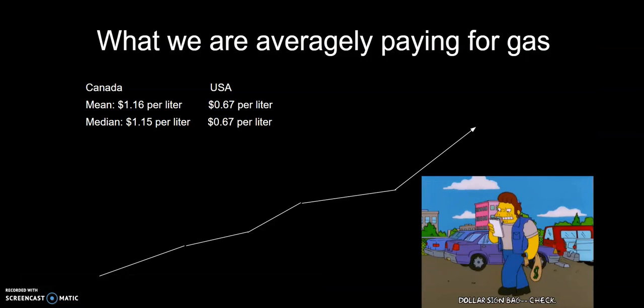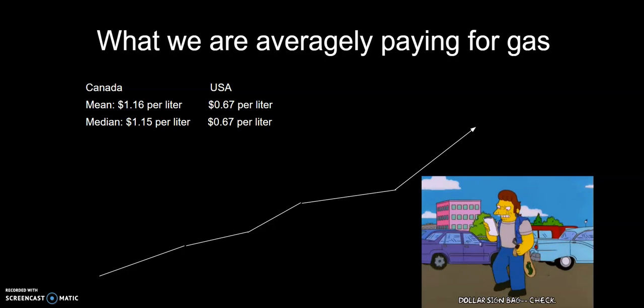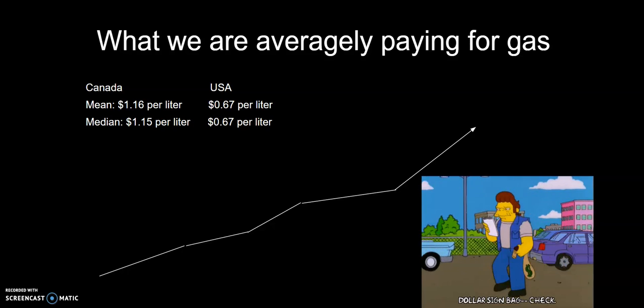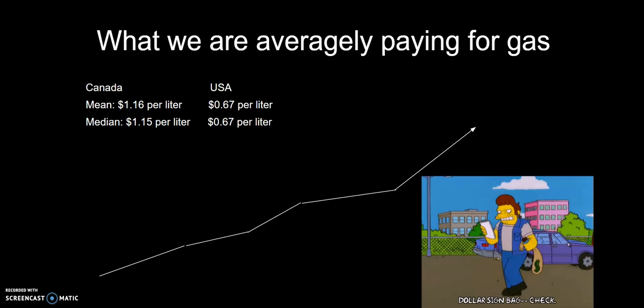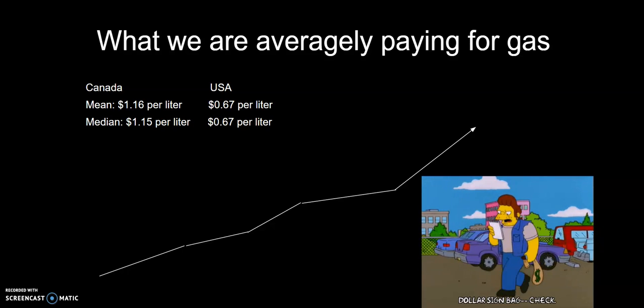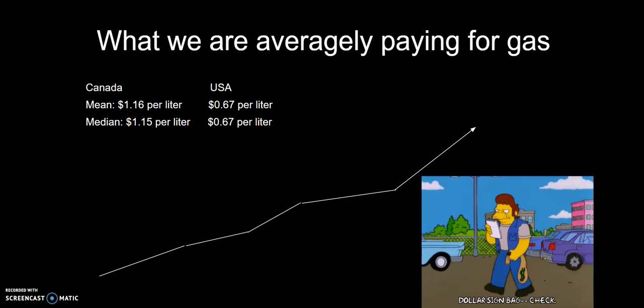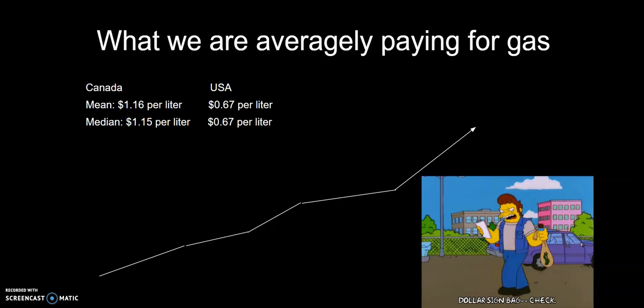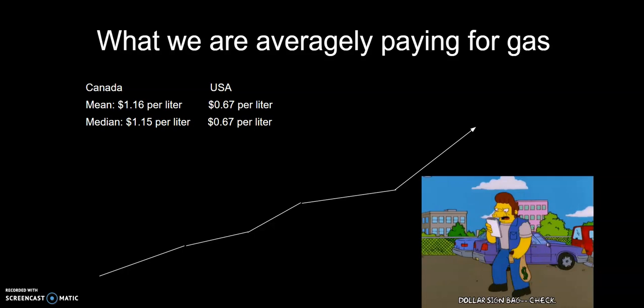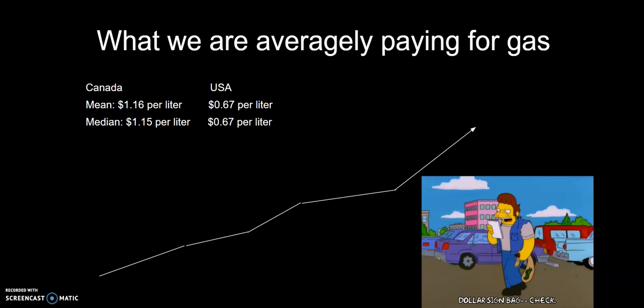So right off the bat, when we looked at gas, we compared the prices of Canadian and U.S. gas prices. So one thing that was noticed is that we're paying almost double what the U.S. is paying, with our mean being $1.16 per liter, and theirs being $0.67 per liter, both of these adjusted to Canadian prices, and both these over the span of about 30 months.